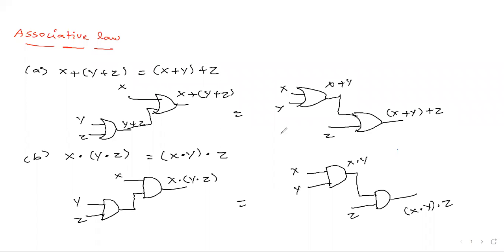This is the associative law. X or y or z equals x or y or z. X and y and z equals x and y and z. How we have written the logic gates for it. Proof for this, how we can do that, we'll see.